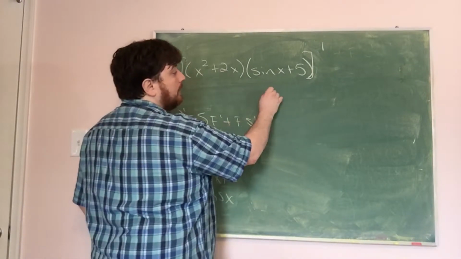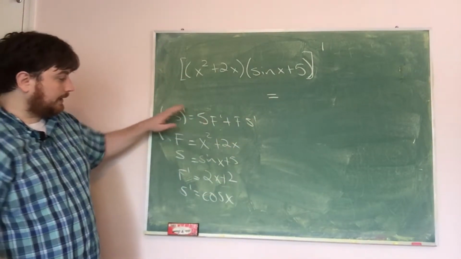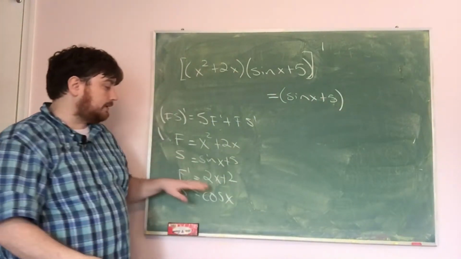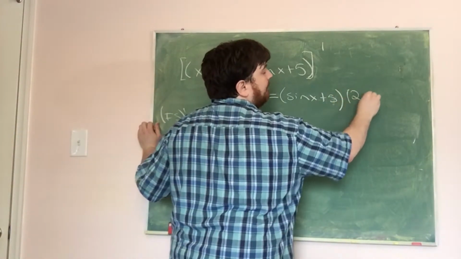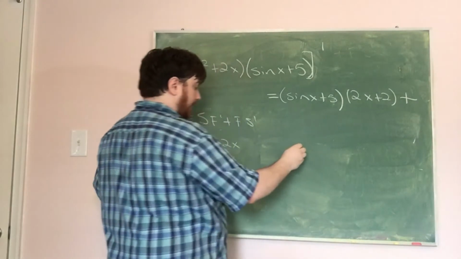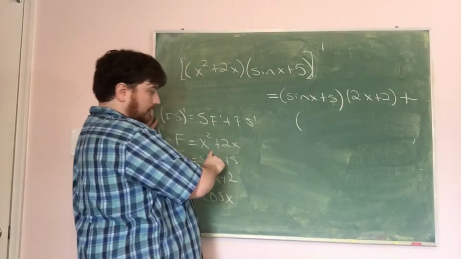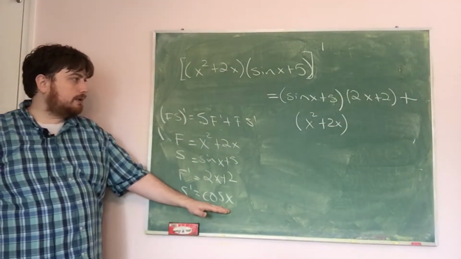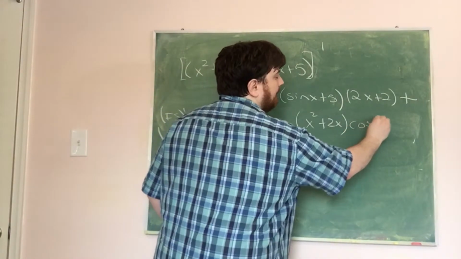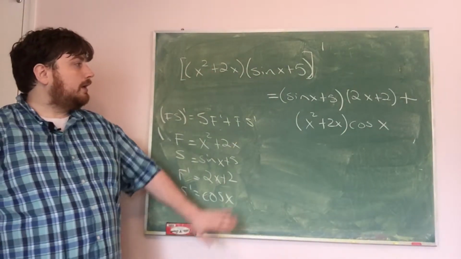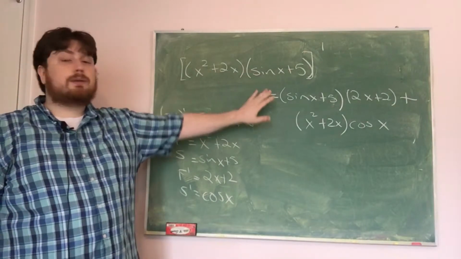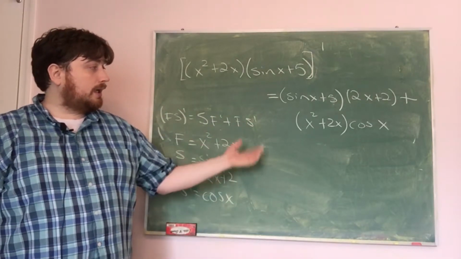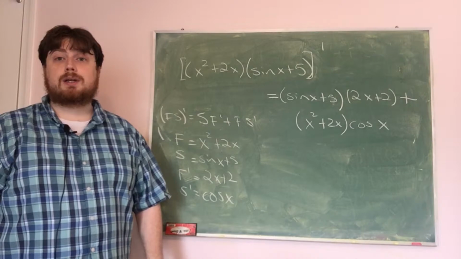So the derivative of the second is just cosine x. Now that I have those, what I'm going to do is just plug those in. So I get second is sine of x plus 5 times the derivative of the first is 2x plus 2, plus the first is x squared plus 2x times the derivative of the second is cosine x. So I'm left with the derivative of x squared plus 2x times sine of x plus 5 is indeed just sine of x plus 5 times 2x plus 2 plus x squared plus 2x all times cosine of x.